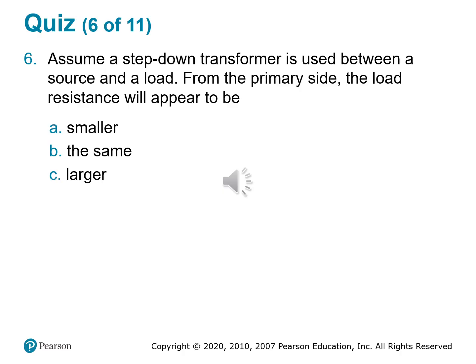Question number 6. Assume a step-down transformer is used between a source and a load. From the primary side, the load resistance will appear to be what? A, smaller, B, the same, or C, larger. Go ahead and pause the video. And hopefully you're back. And the answer to this one is C, larger.